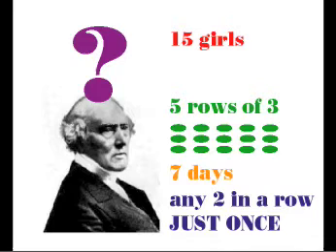Now, is it possible to arrange the 7 walks in such a way that, given any 2 girls, there's exactly 1 row in one of the 7 walks in which these 2 girls walk together? Well, the numbers here are already a little bit of a giveaway. Of course, they have to do a lot with packings.